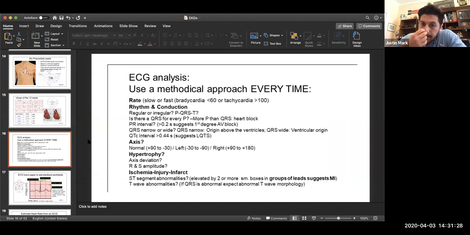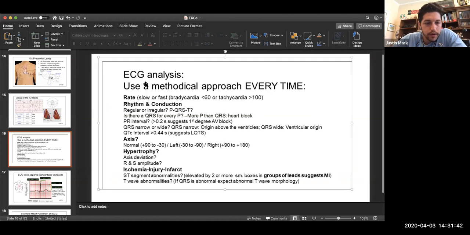I know a lot of people were asking how do we approach these EKGs rather than just looking all over the place. So there is a methodical approach. You should first look at the rate. And I think you guys probably know how to find the rate. If not, we're going to go through it.